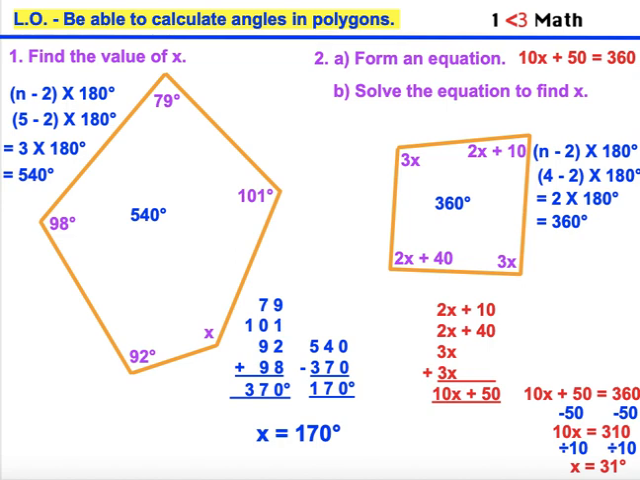What we've done there is we've added all of those angles together, we've collected the x's, and we've added the numbers together. Remember, you can't add x's to the numbers, it doesn't simplify beyond that. So 10x plus 50 would be the expression, and then 10x plus 50 equals 360. Then we can solve the equation to get x equals 31.